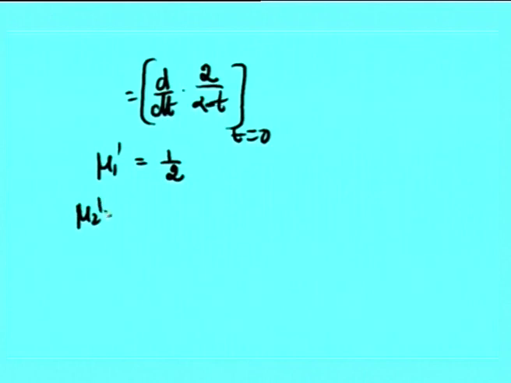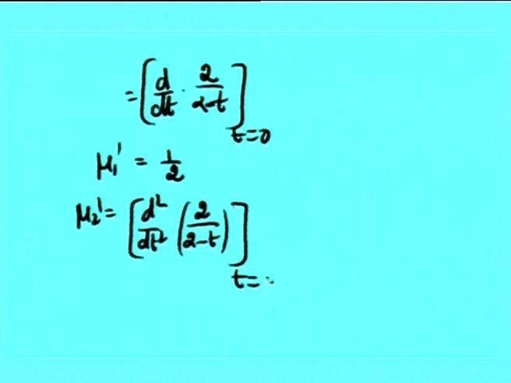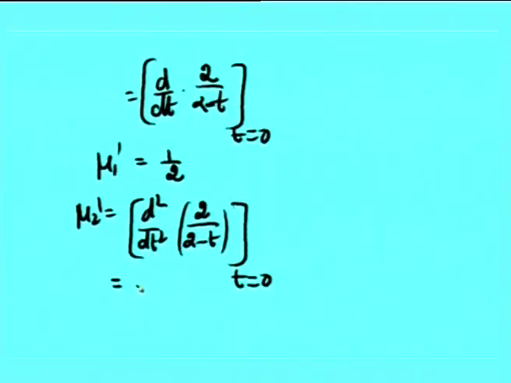Then mu 2 dash is d square by dt square of 2 by 2 minus t at t is equal to 0. Again, you have to do two times differentiation and finish off, the answer will be equal to 2 by 2 square, which is 1 by 2.